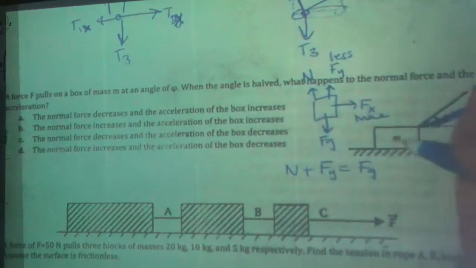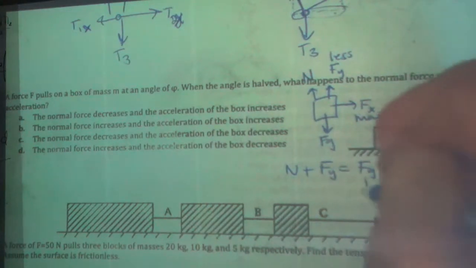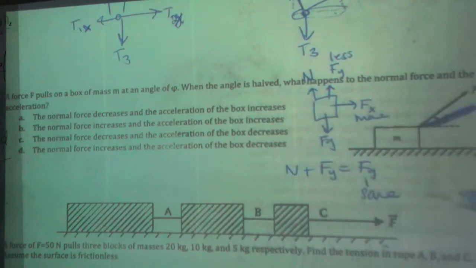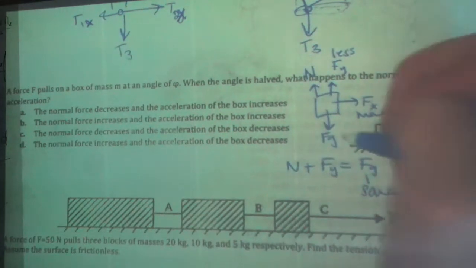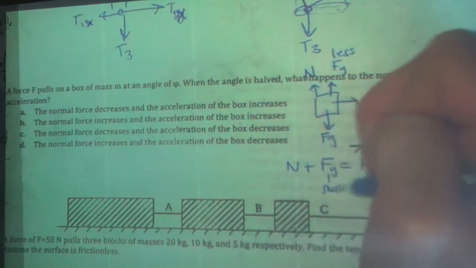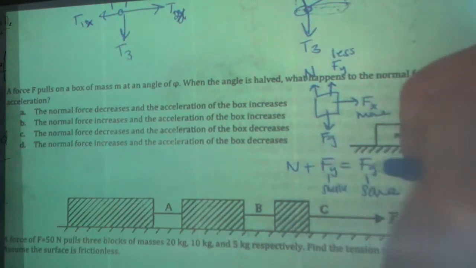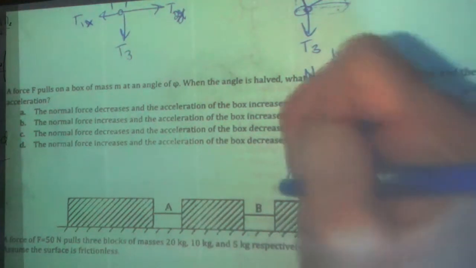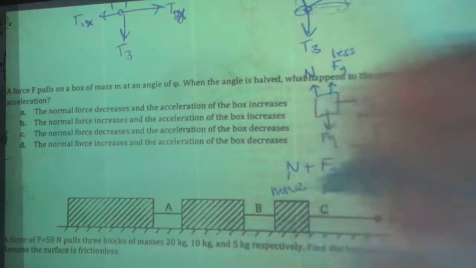Well, the Fg of this box has stayed the exact same. That certainly has not changed because I haven't changed the mass or the acceleration of gravity. But now Fy is smaller. So if this is smaller, but they still add up to hold up the same weight, then that means the normal force must be pushing up more than before. So we know the normal force is going to increase.